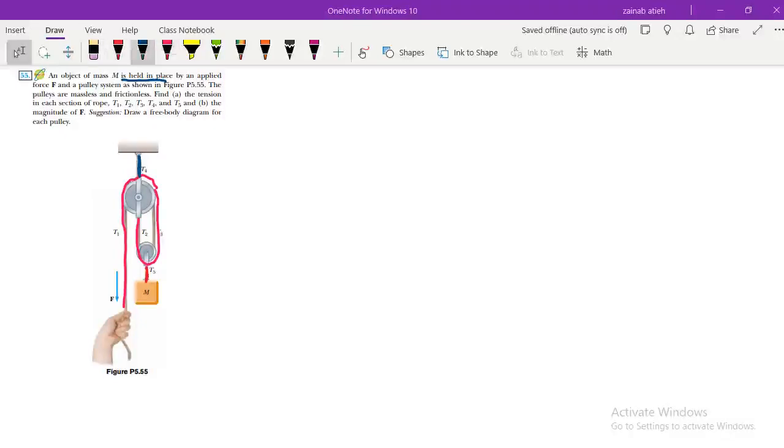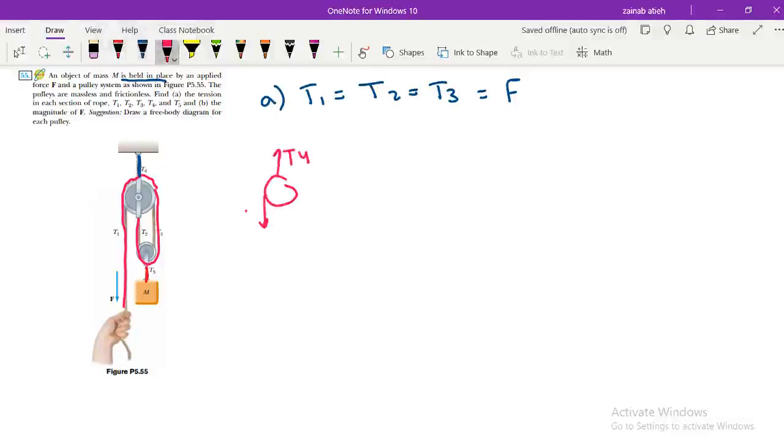So let me write here, this is part A. We have T1 equals T2 equals T3 equals F. These are tensions T1, T2 and T3, found in terms of F. That leaves T4 and T5. Look at T4. I will draw the forces acting on the large pulley. What are the forces acting on the large pulley? I will draw them aside so the drawing is clear. So I have T4 upward, this is T4. I have downward T1, downward T2, and here downward T3.